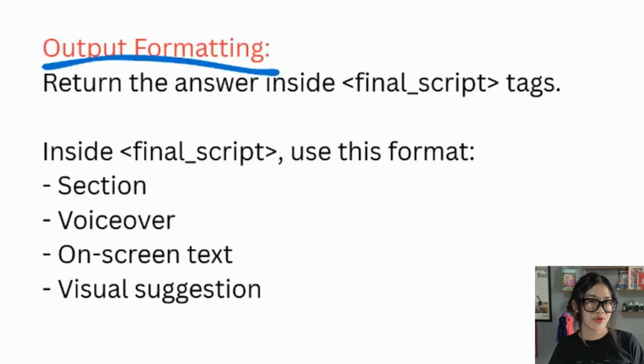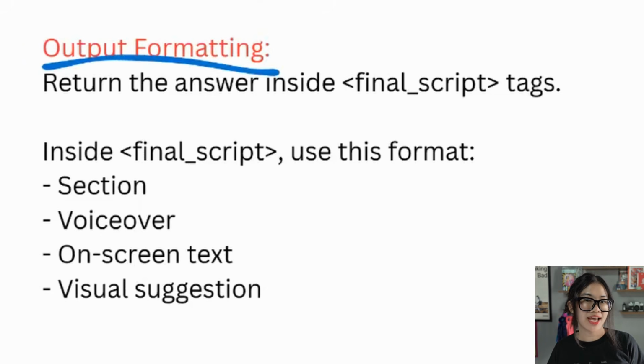Section tells us which part of the video we are working on. Voiceover tells us what the host should say. On-screen text tells us what text should appear in the video. Visual suggestion tells the editor what to show on screen. This makes the output much easier to use because it is no longer just a script, it becomes a simple production plan. And this is especially useful when you want to integrate AI output into another workflow.